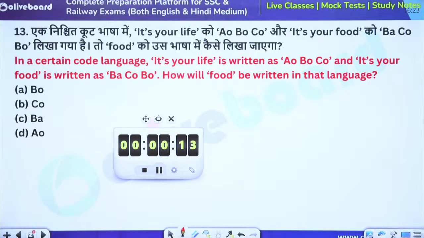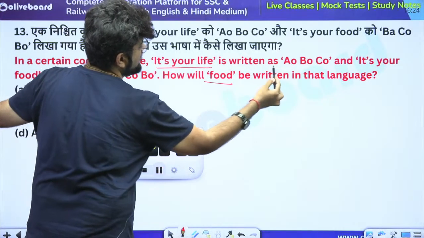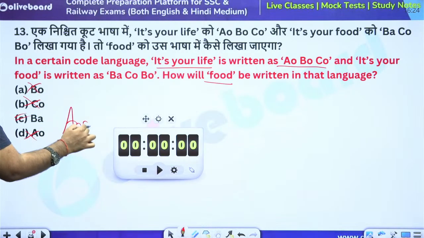Can't get easier than this, guys. Chinese coding, single word is asked and 4 distinct options are given. We need the code for food. So what will we do? We'll delete all these codes. AO, BO, CO will delete. So AO, BO, CO is deleted. So option C is the only one which is left for food.